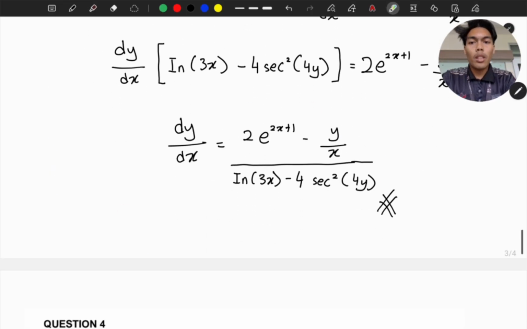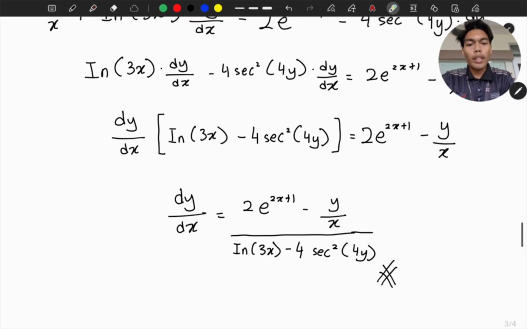So to solve it, we just put dy over dx equal to 2 exponent 2x plus 1 minus y over x, and then over the bracket, ln 3x minus 4 secant squared 4y. That's all. Move on to question 4.